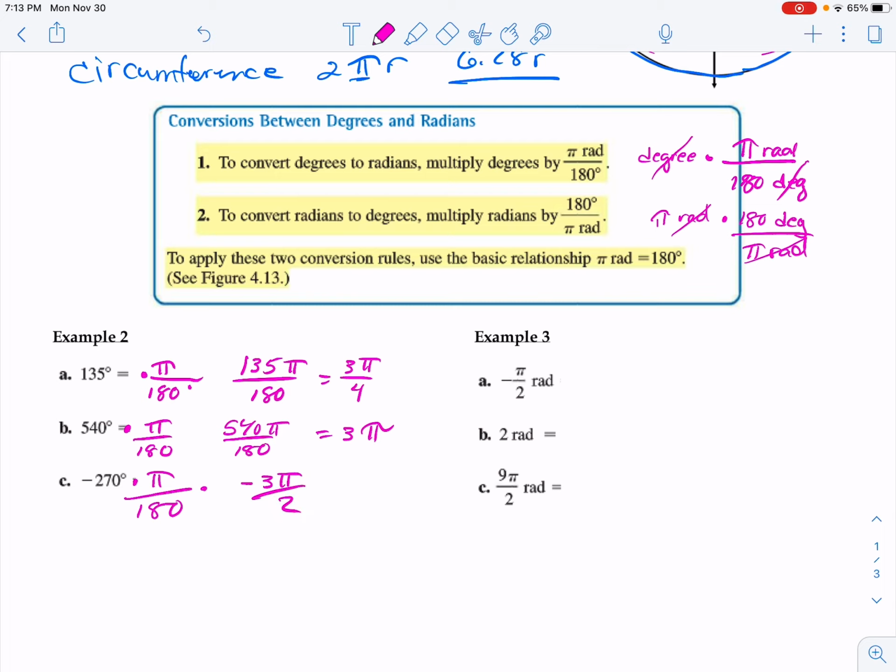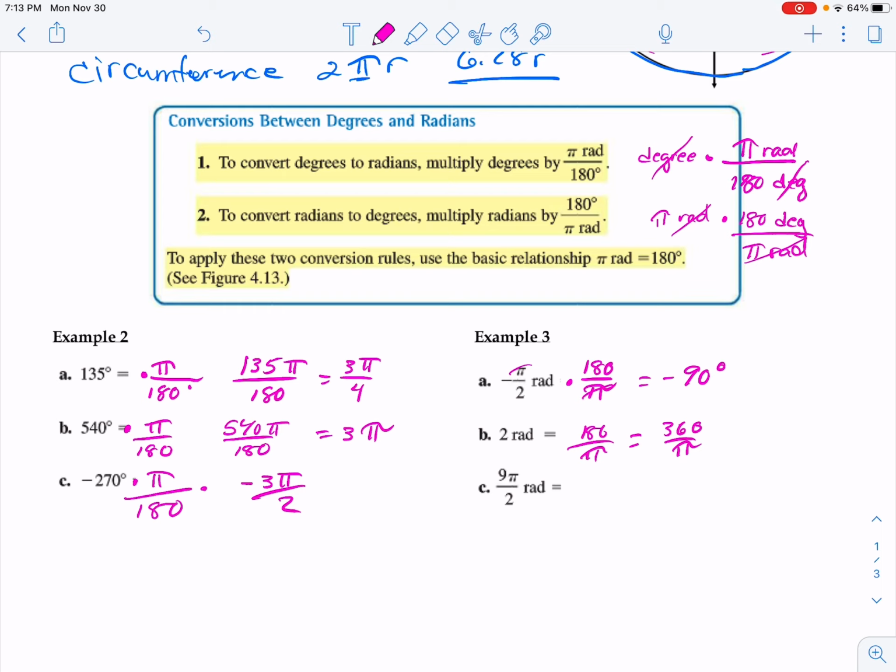To do it the other way around, you're going to multiply by 180 over pi. Here they cross out, and you get negative 90 degrees. Here you get 180 divided by pi, and you get 360 divided by pi, which is a weird number, and we don't ever do that.